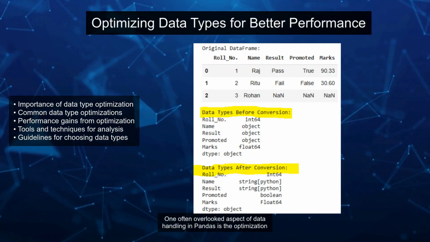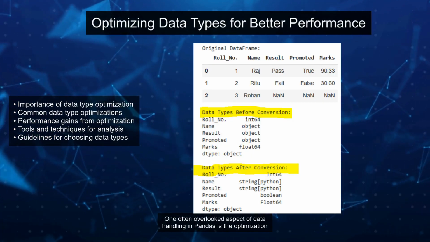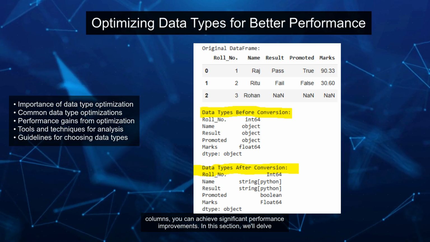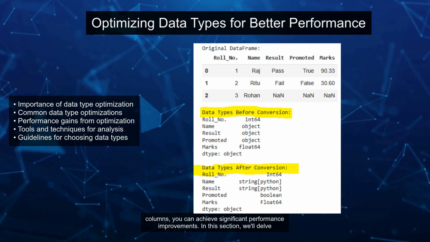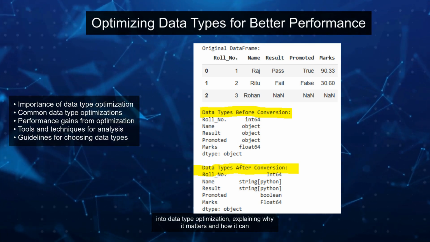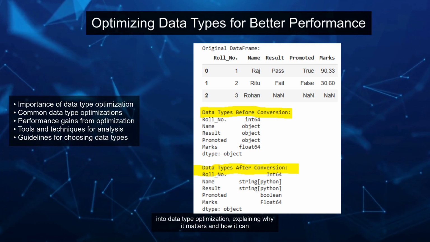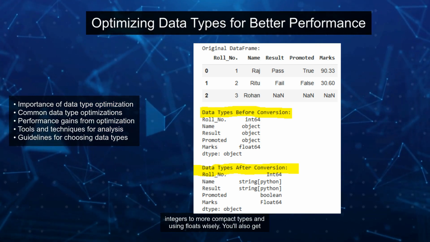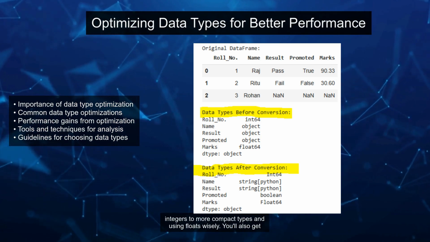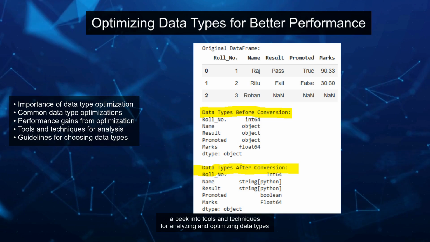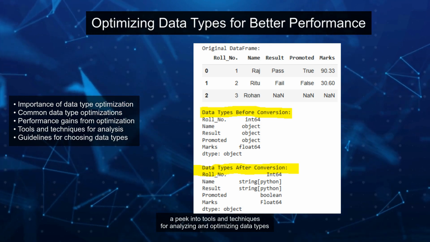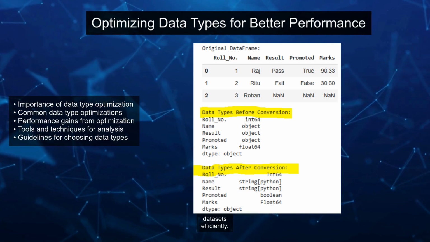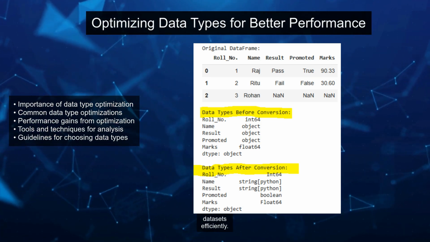One often overlooked aspect of data handling in Pandas is the optimization of data types. By selecting the most appropriate data types for your columns, you can achieve significant performance improvements. In this section, we'll delve into data type optimization, explaining why it matters and how it can enhance your data processing speeds. We'll cover common optimizations, such as converting integers to more compact types and using floats wisely. You'll also get a peek into tools and techniques for analyzing and optimizing data types in your data frames. This foundational knowledge will be crucial for handling large datasets efficiently.